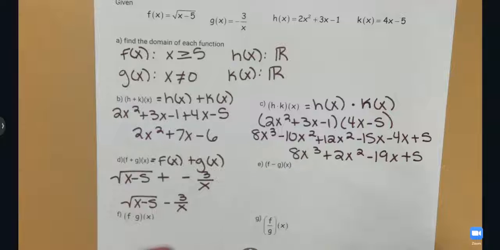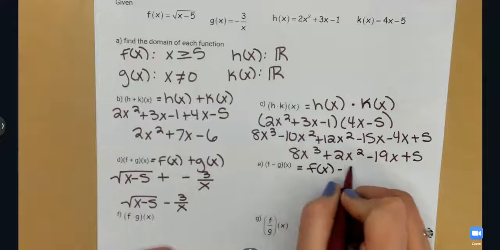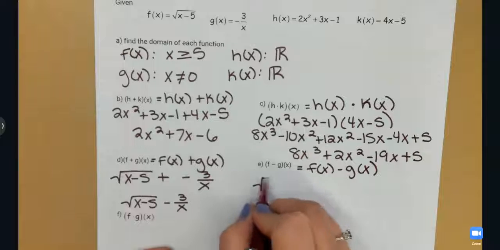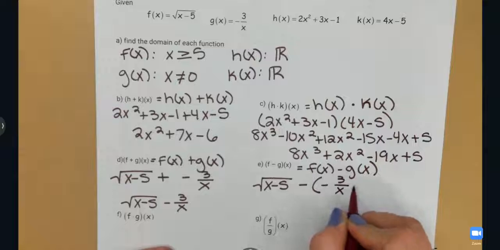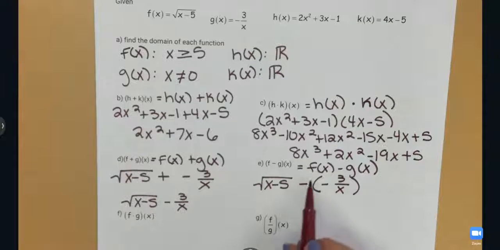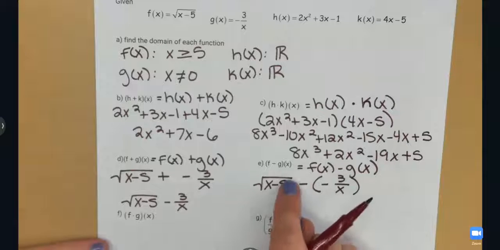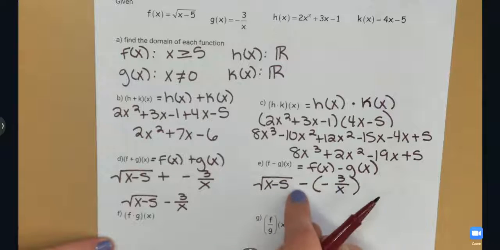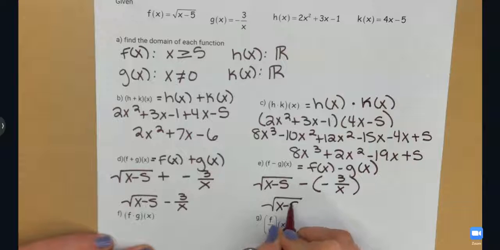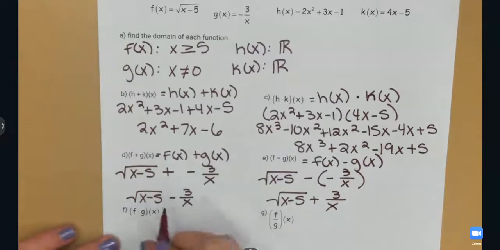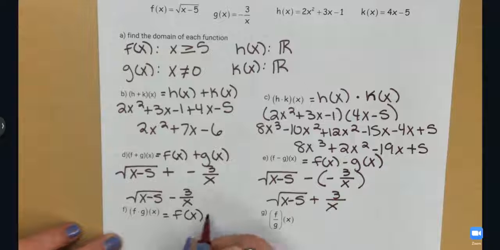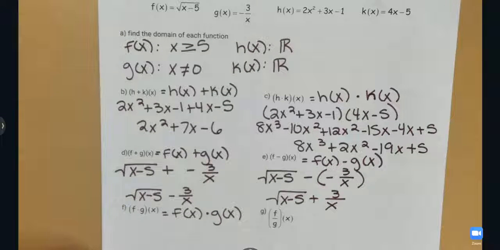Okay, then on to E, f minus g, f of x minus g of x. And this is where I'm going to encourage you to put your second function in parentheses because you need to make sure you're distributing that negative, especially if you have more than one term in here. This negative is going to be changing the sign for each of those terms. So I've got, again, the square root of x minus 5 minus a negative, that becomes positive. And just like on D, I cannot combine these any further because they don't match. They're not the same. All right, on to F. F of x times g of x. We're going to be multiplying them.